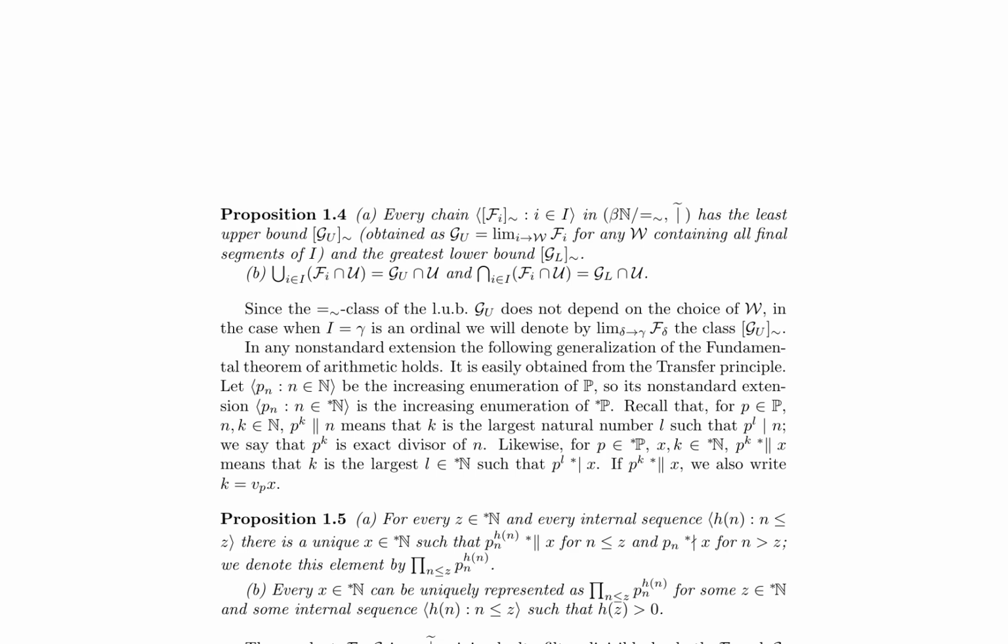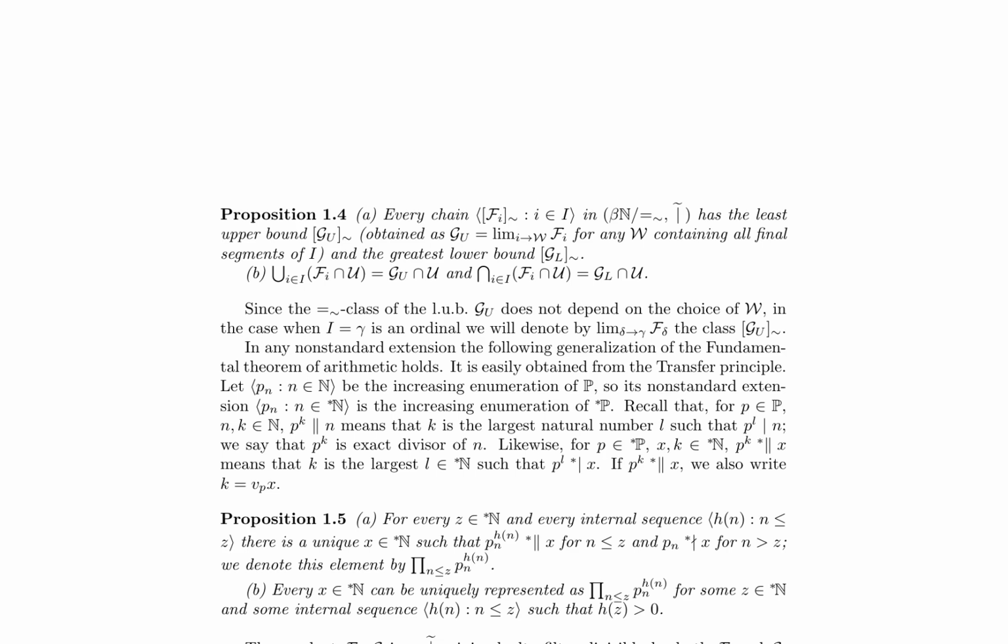In nonstandard analysis, ultrafilters play a crucial role. Proposition 1.4 establishes that every chain of ultrafilters has a least upper bound and a greatest lower bound, which can be obtained as the limit of the chain. Furthermore, the intersection and union of the ultrafilters in the chain can be characterized in terms of the least upper bound and greatest lower bound.